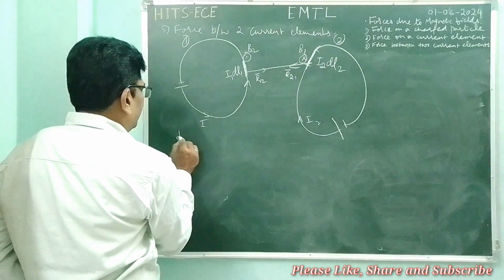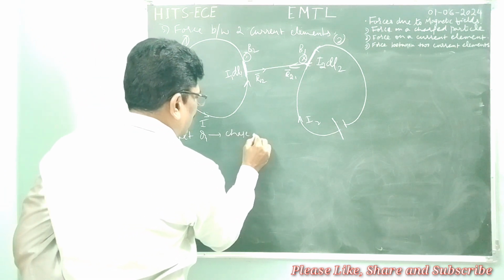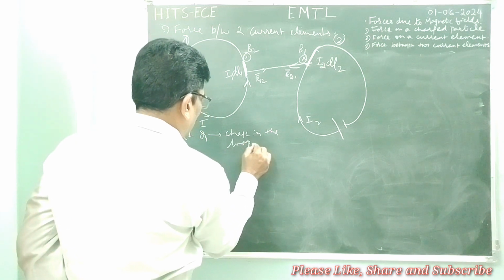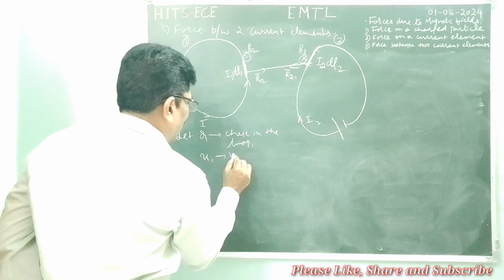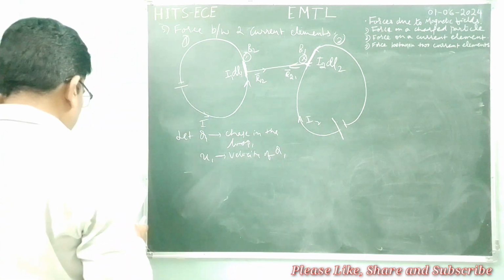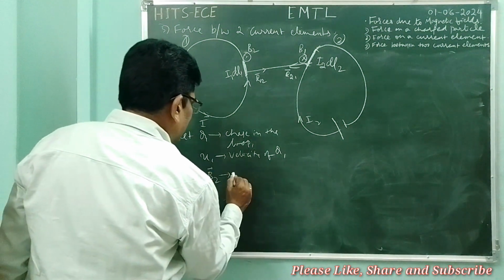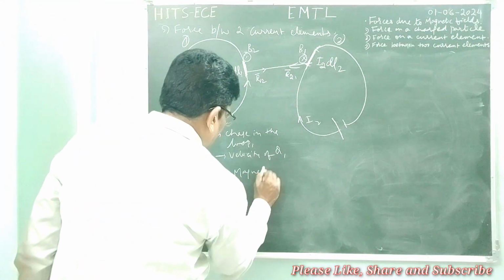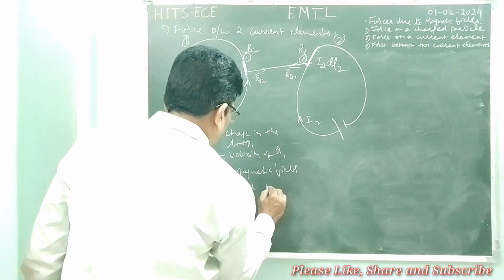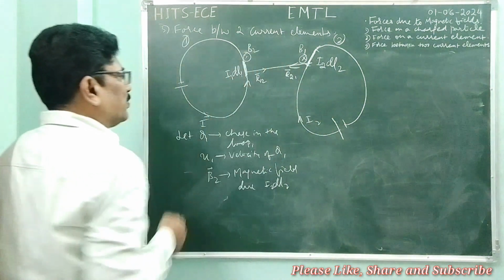And let Q1 be the charge moving in the loop 1, and U1 be the velocity of Q1. Here, what is the magnetic field? B2 is the magnetic field due to I2 dL2. Because of this, magnetic field B2 is produced.